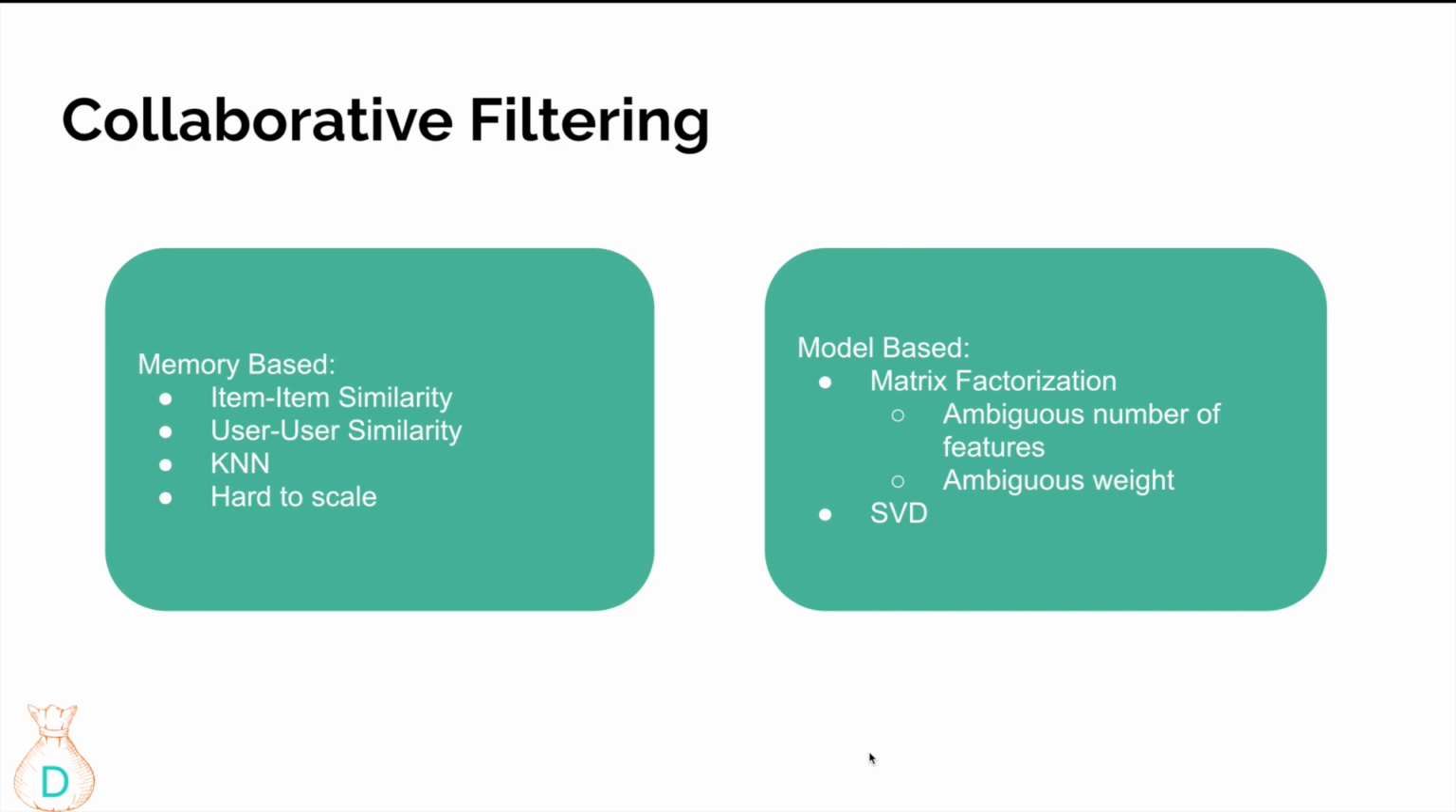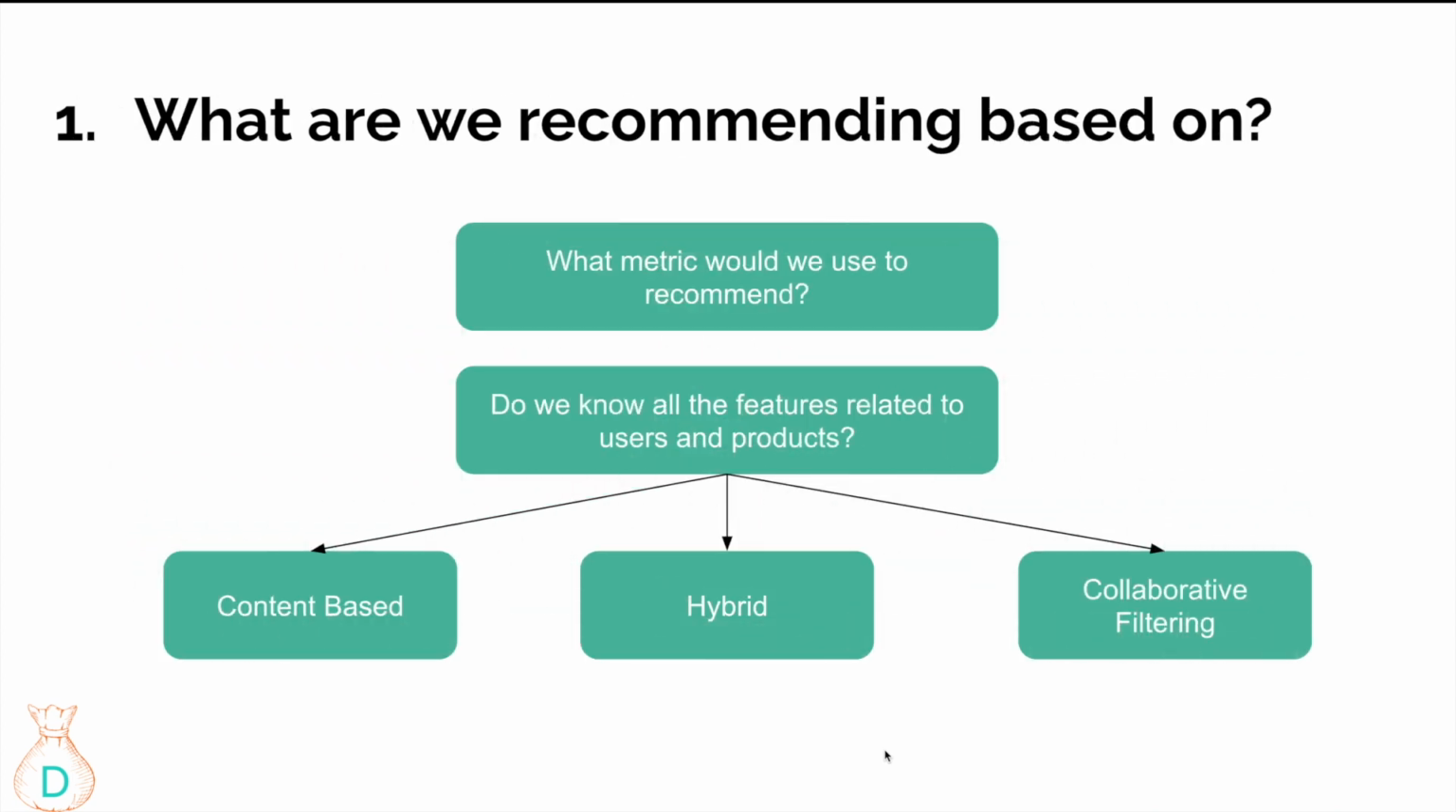And then there's the other way, which is singular value decomposition. It's pretty much breaking down the giant matrix into three smaller matrices. It involves more linear algebra, and if you're interested in that, you can look into how singular value decomposition works in recommendation.